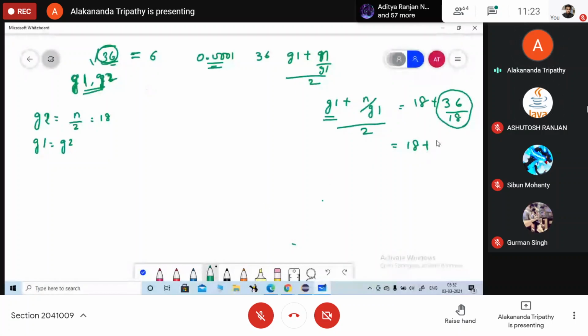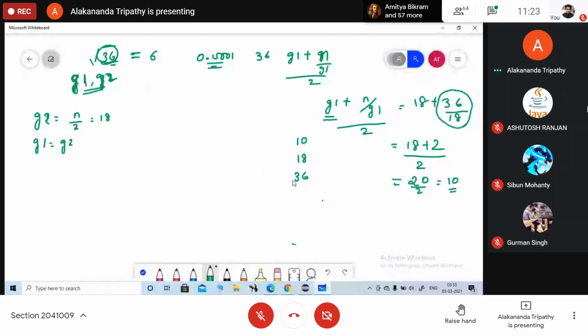2. 2 divided by 2. What is the value? 10. 10 आ गया। सो 36 से हम लोग आ गए कहाँ पर? नेक्स्ट नंबर 18। 18 से कहाँ पर आ गए?